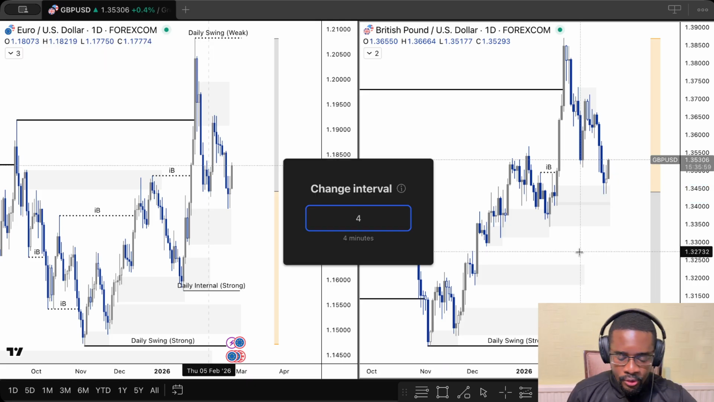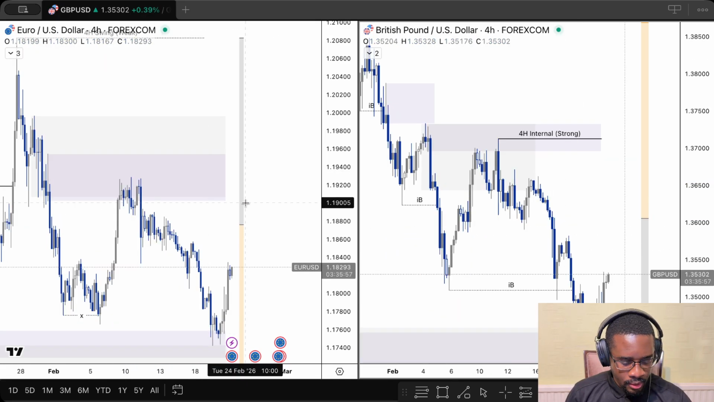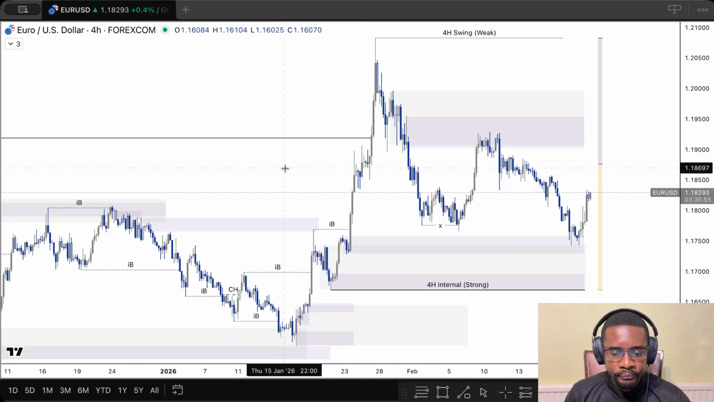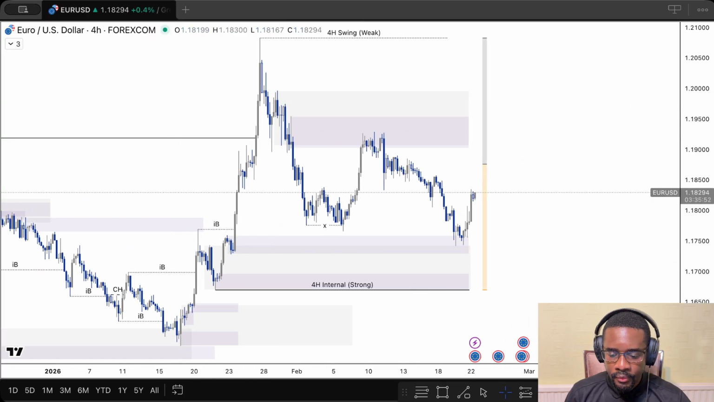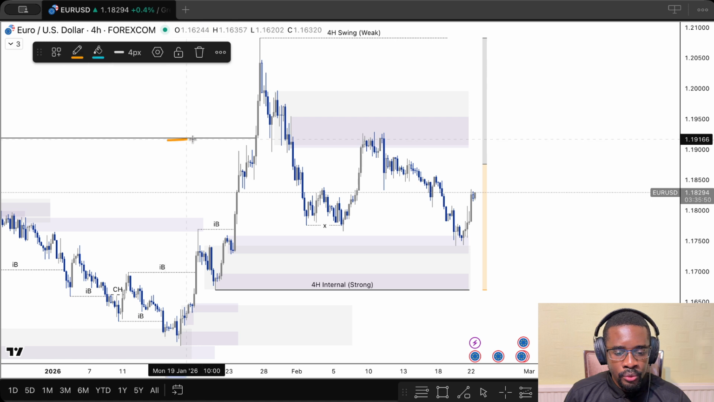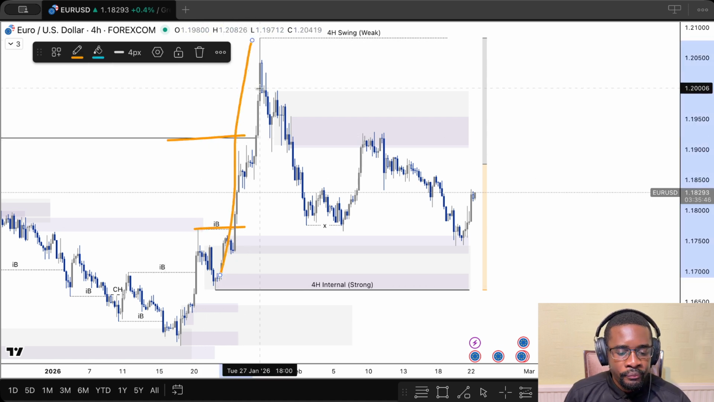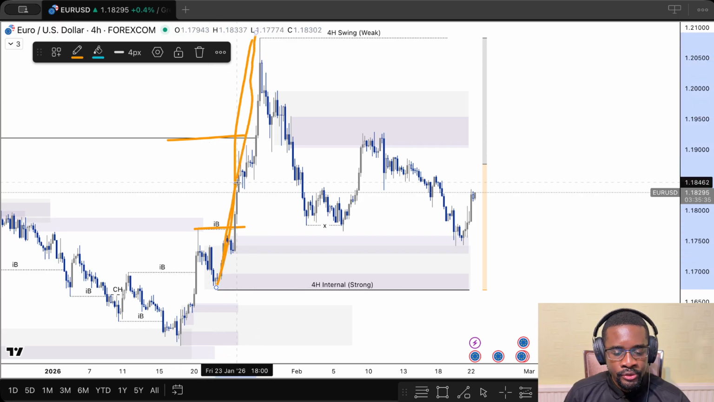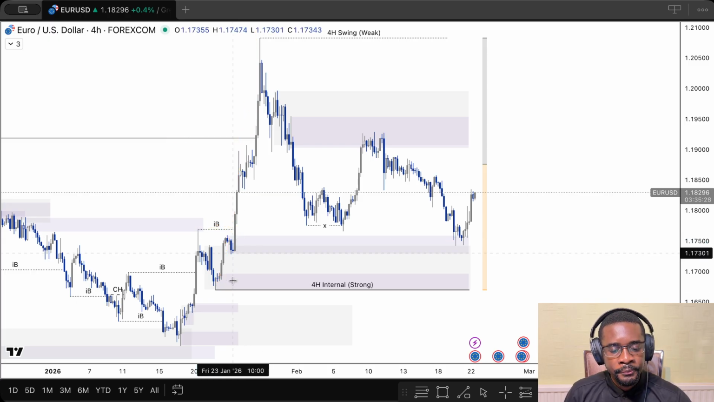So let's look at the 4-hour, and we'll start with the Euro USD. This is our main push. This is where we broke structure to the upside. So our swing structure is bullish, and our internal, this is where we had the internal push that went on to break structure. So this is our decisional, which is also our internal. Our internal is also bullish on the 4-hour.